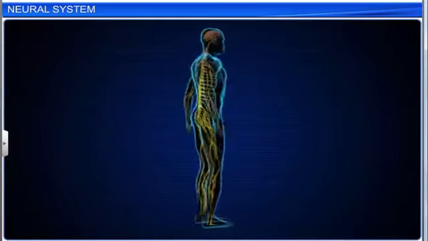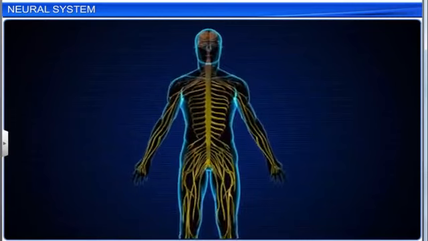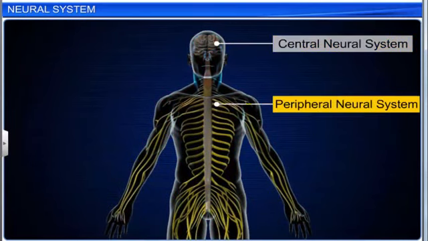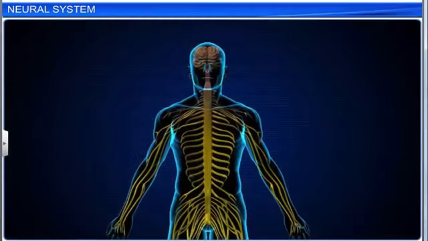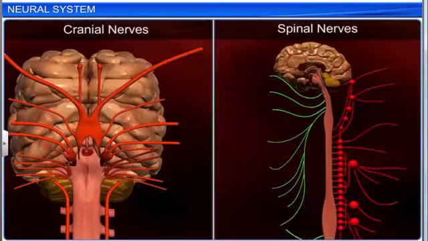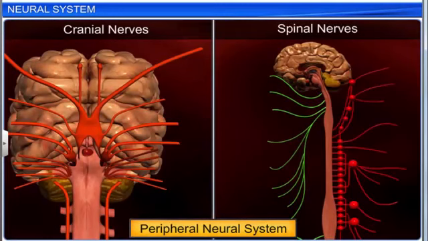The human neural system is divided into two parts: the central neural system, or CNS, and the peripheral neural system, or PNS. The brain and the spinal cord form the central neural system. It is the site of information processing and control. The peripheral neural system comprises cranial and spinal nerves. It controls the voluntary functions of the body.